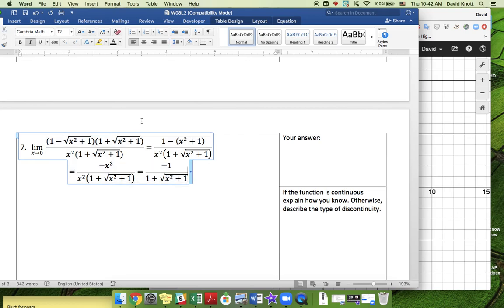Now this is something that you can actually work with. This is simplified. If you replace the x with 0 now, you get something reasonable. You get negative 1 over 1 plus the square root of 0 plus 1, which simplifies to negative 1/2.